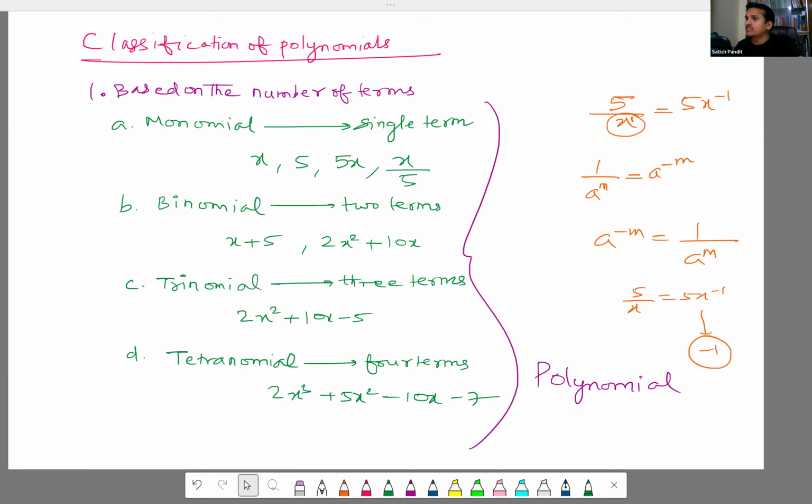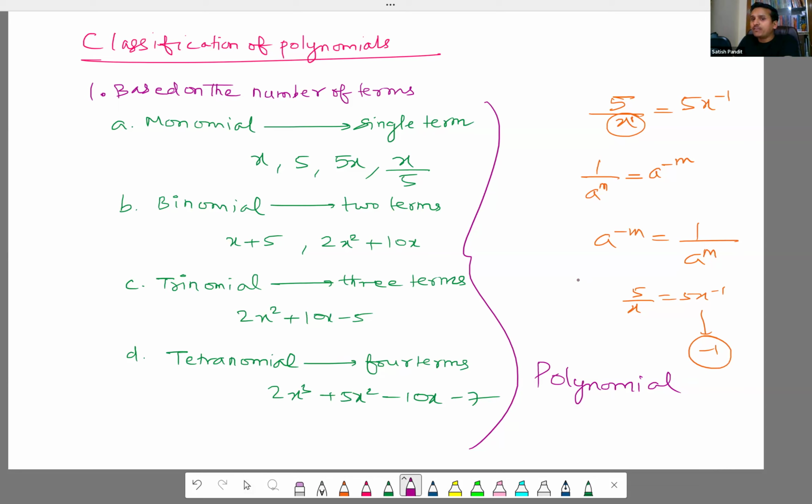Can you unmute and ask? Shinika? Amruta, you have also put something here. Tell me. Sir, in the previous question you wrote 5 by x. So I'm saying that for 1 by a to the power of m, on the numerator 1 is there, but for 5 by x, on the numerator only 5 is there. So how can it relate to this?